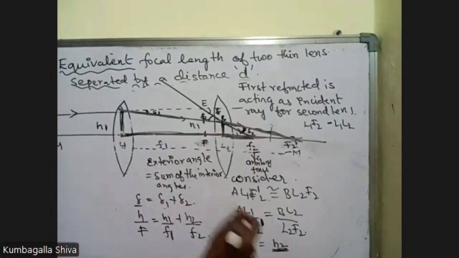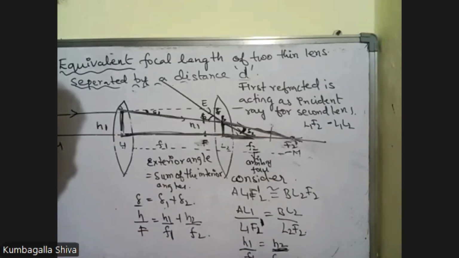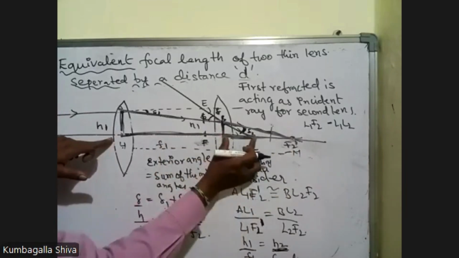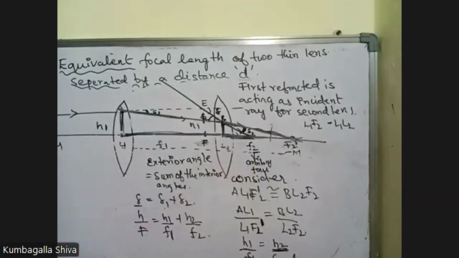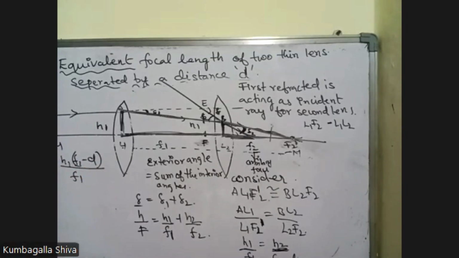Right? What will I do? From F1, I remove the distance D. I'll get this. This is the length. Okay. Now H2 will be equal to H1 into F1 minus D by F1, right? Now I'll number it.